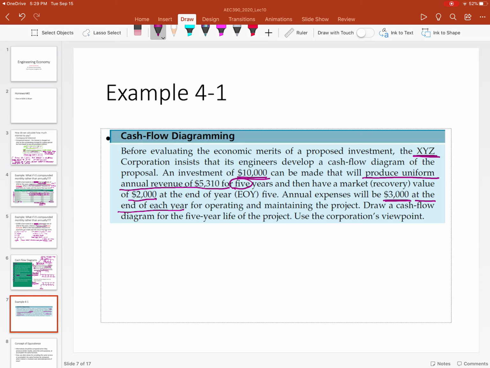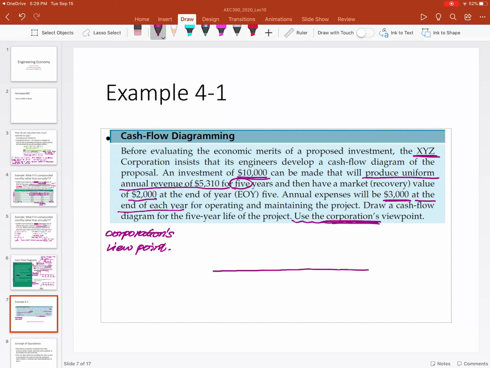Now, you want to draw a cash flow diagram for the 5-year life of the project. And it said you need to use the corporation's viewpoint. So now let's take a look at this. The first thing is you already know it's the corporation's viewpoint. So first thing first, draw the horizontal line as your time scale.